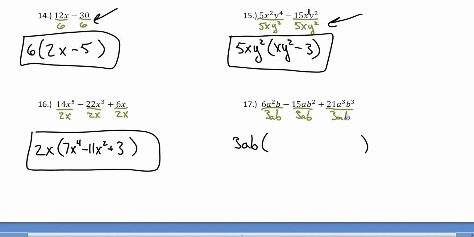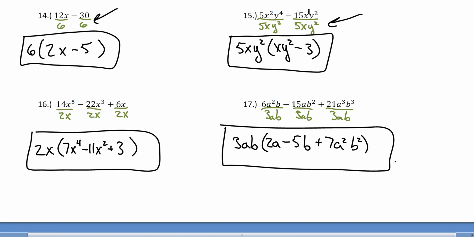And now this is just my rules of exponents. I divide the coefficients. 6 divided by 3 is a 2. I subtract the exponents. That's a to the first. And the b's cancel. Here that gives me a minus 5. The a's cancel. B to the first. Here I get a plus 7. I subtract the exponents. That's a to the second. B to the second. And that's it.